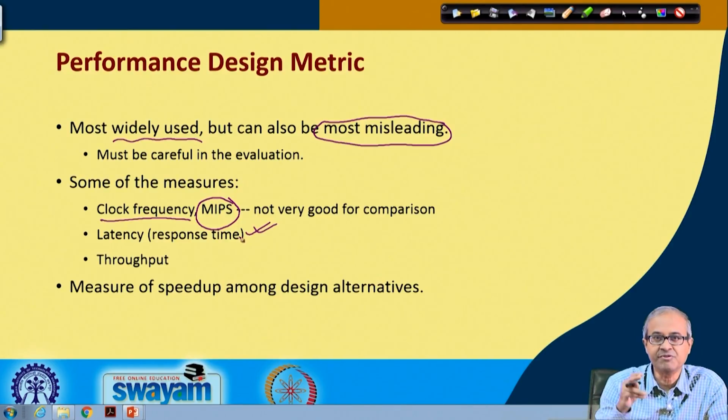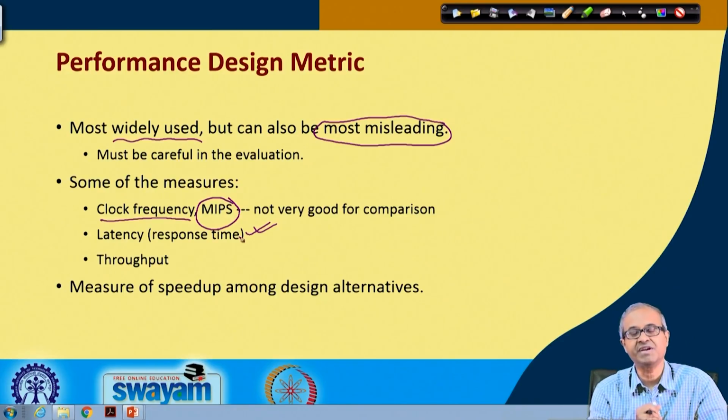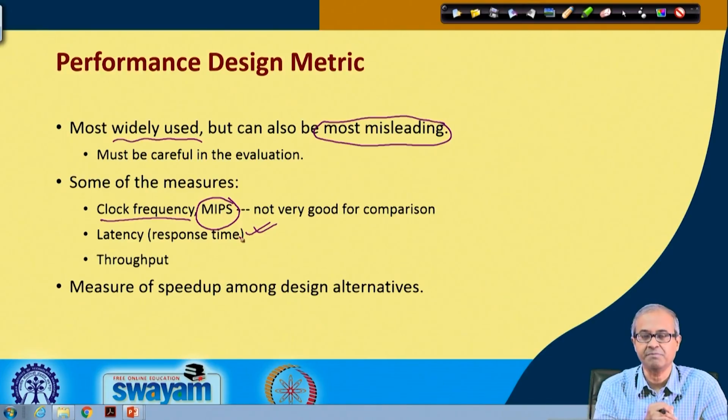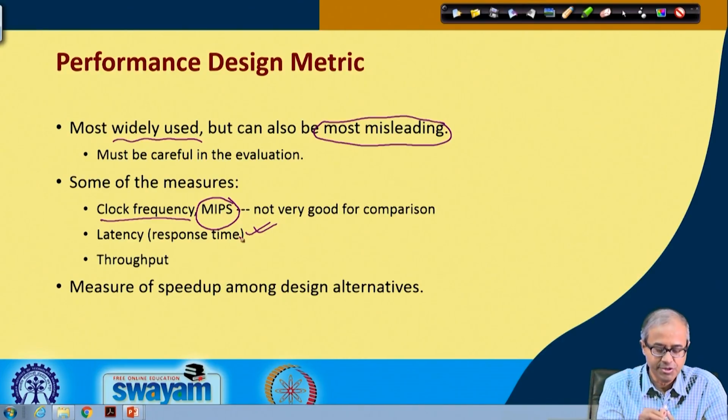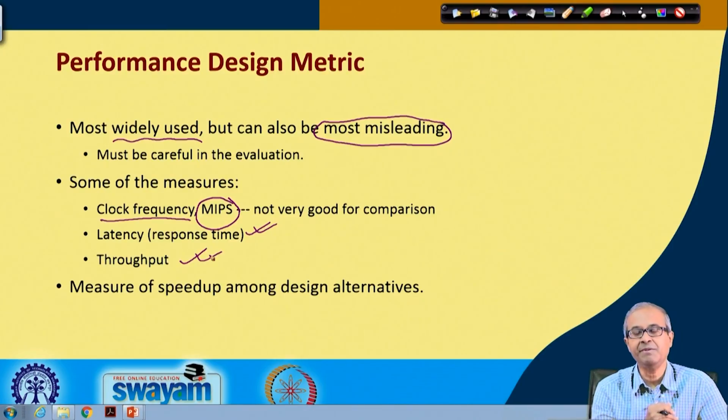Latency, response time: you give an input, after how much time you get back the output. This can of course be one good measure for many real time applications. Throughput may not be that good for an embedded system. Throughput means the number of computations that can be carried out per unit time. Normally we talk about throughput for conventional computer systems, but for an embedded system which is meant for a very specific application, we normally do not talk about throughput.